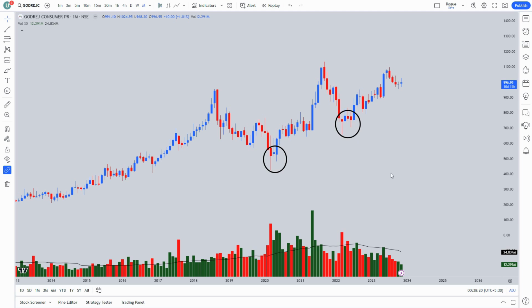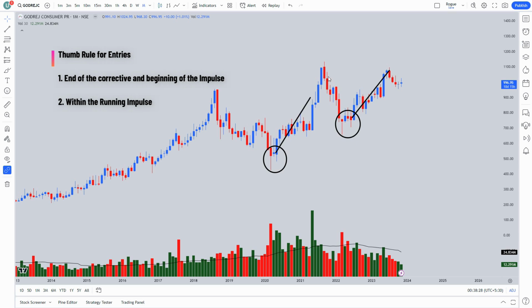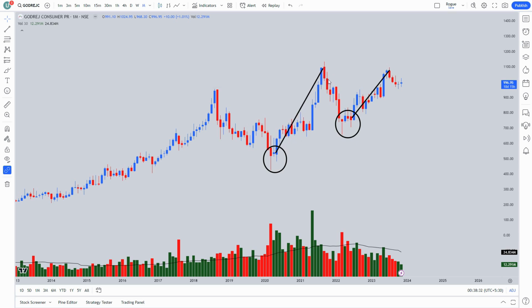And what is the second opportunity that you can look at? You can actually look for entries within the running impulse also. You might get multiple impulses and correctives on a lower time frame, and based on that you can also take a trade. But the thumb rule is very simple: you have to look for opportunities at the end of the corrective, because that is where the trend will start.